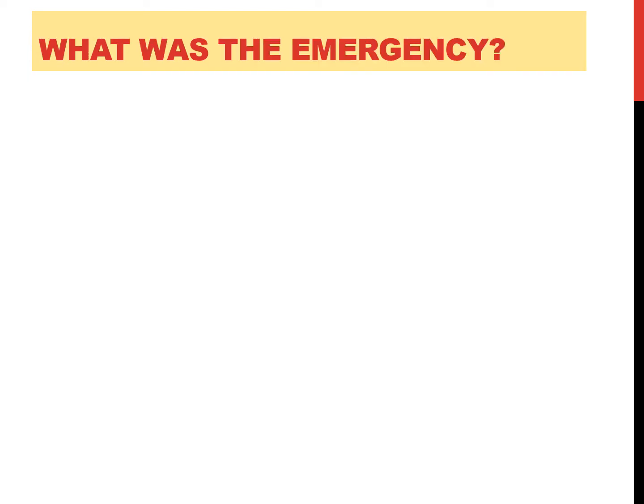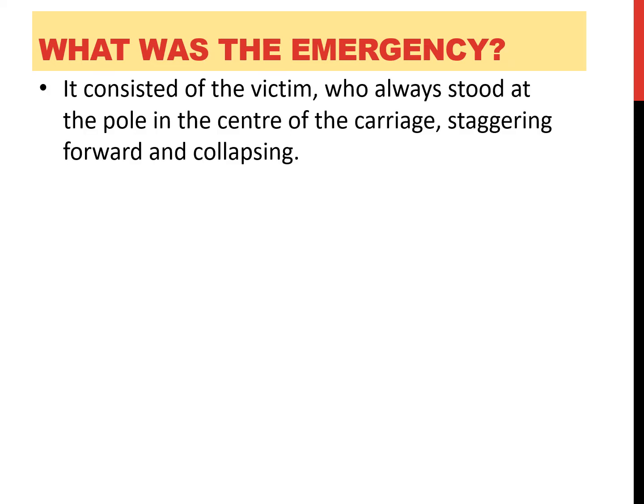Now we're going to discuss what was the emergency that the researcher created. The emergency consisted of the victim, one of the male members of each group. This victim would stand at the pole in the center of the carriage. If you haven't been on a subway, you can Google how it looks. Each carriage always has a pole in the middle, just in front of the door. Once you enter the subway, there is that pole in the middle. The victim will stand there at the same position by the pole.